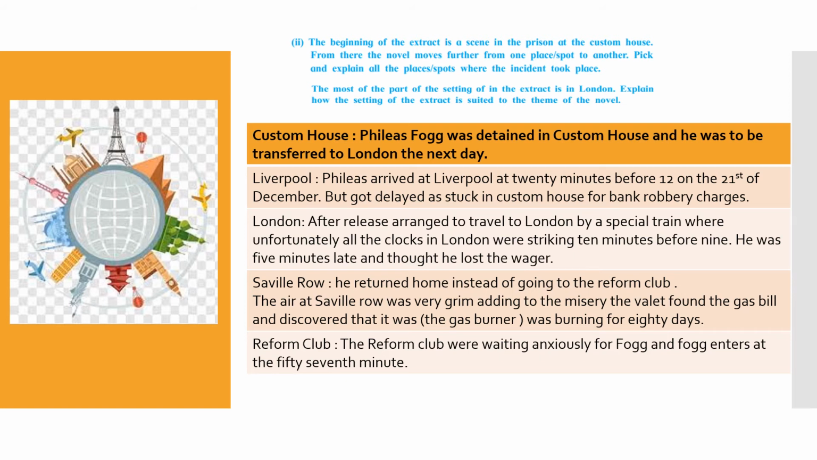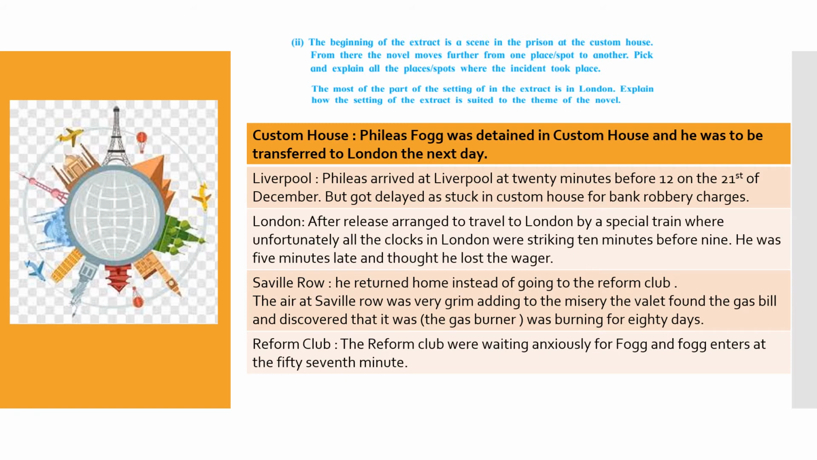So the first spot where Felice was taken was the custom house. Phileas Fogg was detained in the custom house and he was to be transferred to London the next day. The second place is Liverpool. Phileas had arrived at Liverpool at 20 minutes before 12 on the 21st of December. The journey from Liverpool to the Reform Club, where he was supposed to meet his friends, was 6 hours. But unfortunately he was stuck in the custom house due to a false robbery charge on Fogg by Fix. Fogg was arrested at Liverpool.